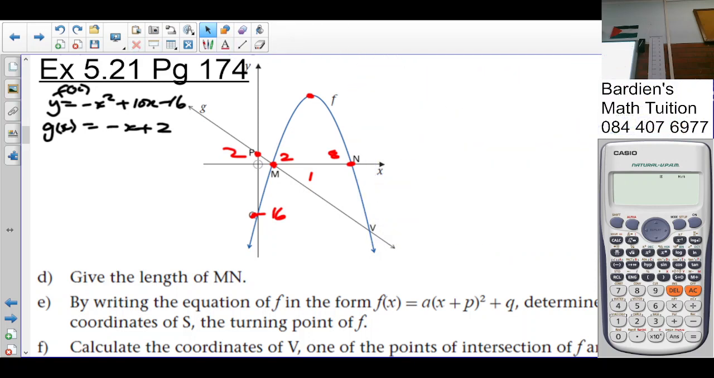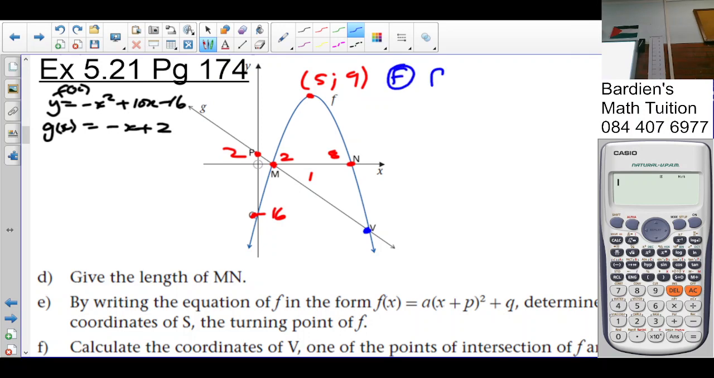So this was 5 and 9 here. Then calculate the coordinates of V, one of the points of intersection of F and G. People, how do you calculate V? What is V? Point of intersection. How do we calculate the points of intersection?